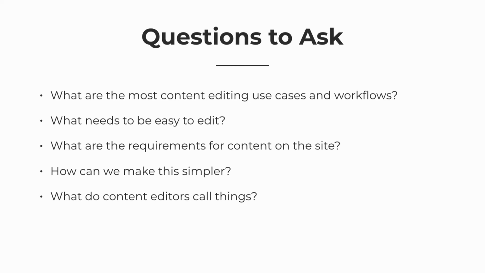And so it's often a good idea to ask more precise questions, not just what do you want, but things like what are the common use cases, what needs to be easy to edit, like does the order of things need to be editable, how can we make something simpler, like if there's a really complex workflow but it only applies to one piece of content, like it's only for the home page, maybe you can simplify things a bit. And then what do content editors call things, like I was saying before.